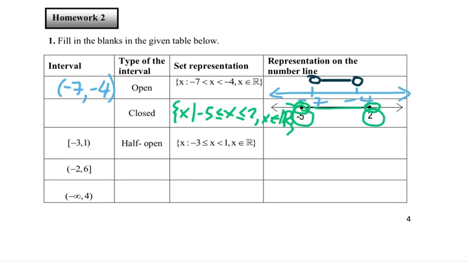Alright, so to do this, you show that these values are included. This time we're going to use the square brackets. The smallest value is -5, the largest value is 2.